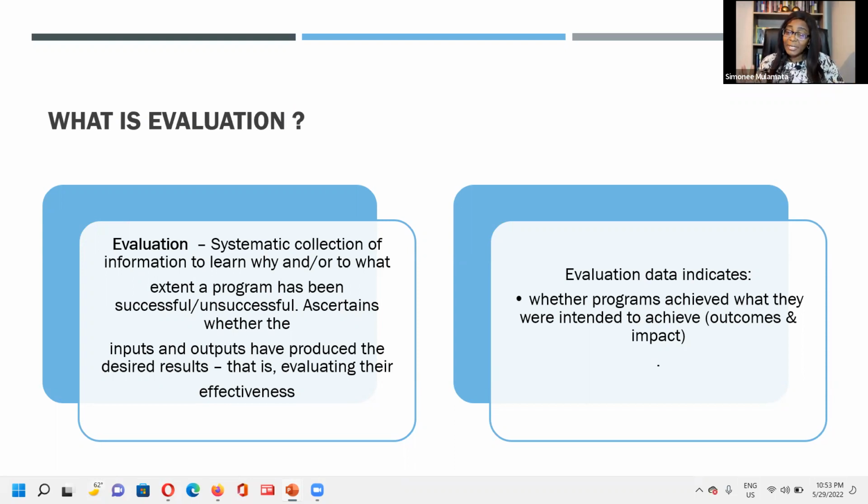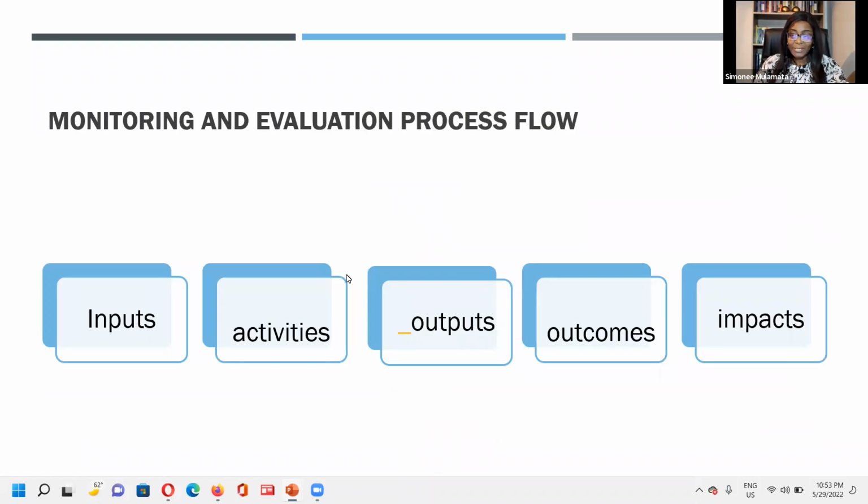Evaluation data also indicate whether a program achieved what it was intended to achieve. That is the outcomes and the impact, and that is exactly what I've explained to you just now. Now, what is the process flow in monitoring and evaluation?